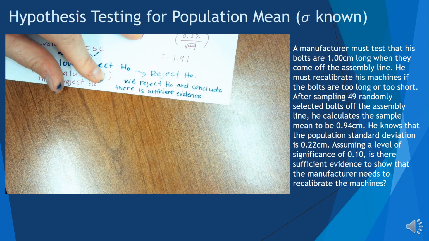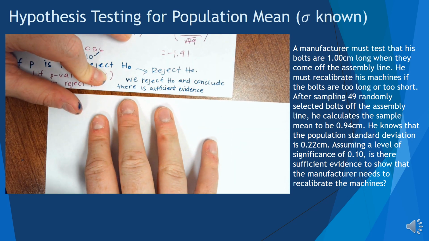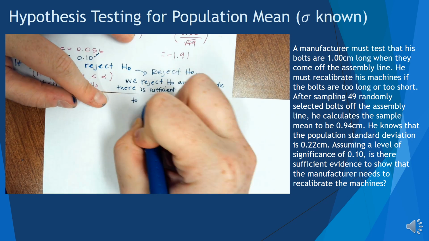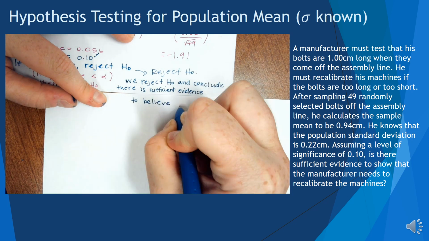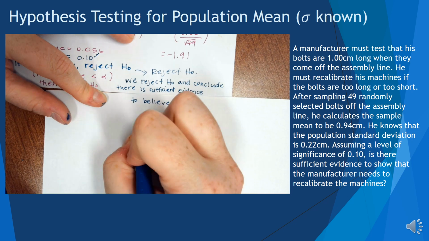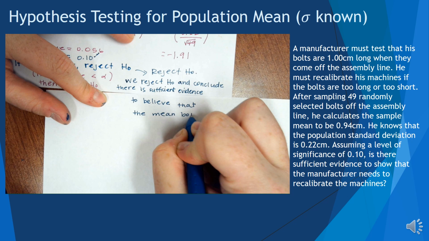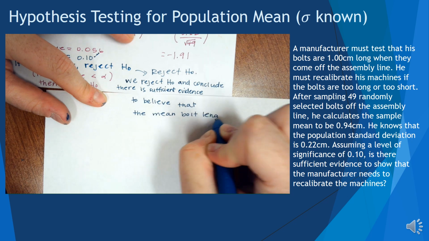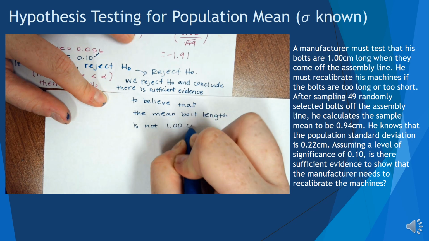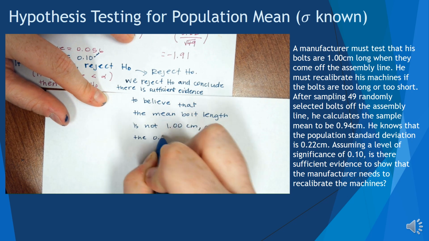Sorry about the glare on the camera. There is sufficient evidence to believe that the mean bolt length is not 1.00 centimeters at the 0.10 level of significance.